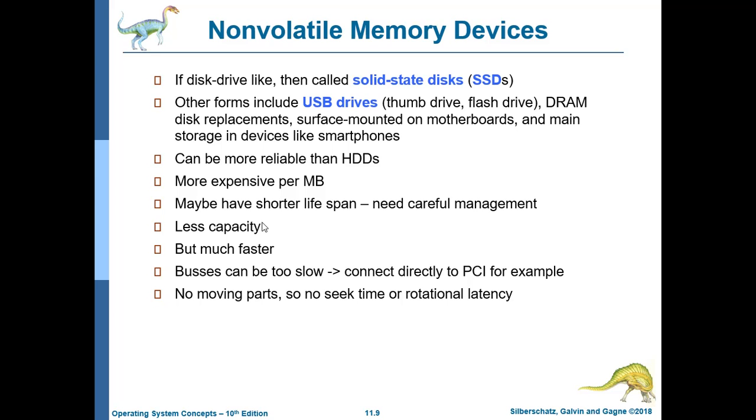Okay, other forms include, since solid state disk is disk drive-like, NVM can also come in the form of a USB drive, so it may be a thumb drive or flash drive. There are also DRAM disk replacements, surface mounted on motherboards, and main storage in devices like smartphones. They can be more reliable than HDDs because, of course, the access time is faster since there is no spinning of platters and no read-write head. And they are more expensive per megabyte, of course.